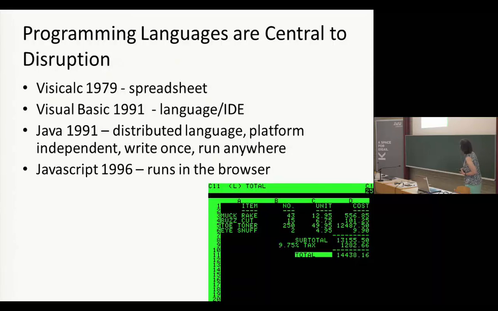Java, at the same time as Visual Basic, was a distributed language. It was platform independent. Until then, you wrote for a given machine. Again, there were research projects that were platform independent, and their slogan was "write once, run anywhere." Okay, that made a big difference, so people could write applications that were not tied to computers for the first time. JavaScript in '96 runs in your browser, right? These were all very disruptive developments from the programming language community.